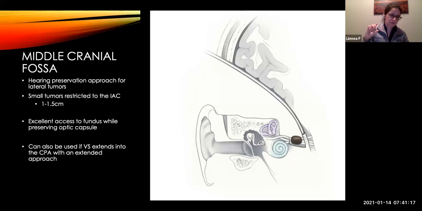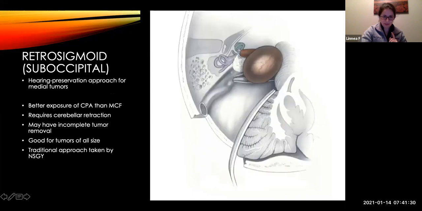However, this is one where the facial nerve is slightly more at risk because you get more into the IAC before you get to the facial nerve and know where it is. And again, that facial nerve can be really splayed over the surface of the tumor. So that's something to think about with MCF.